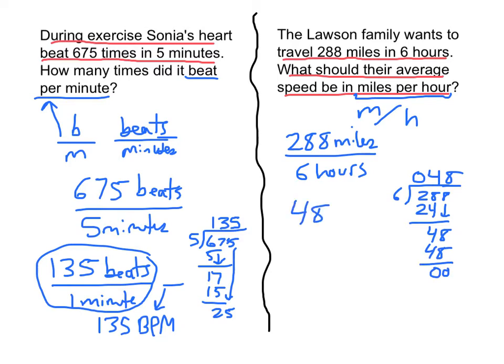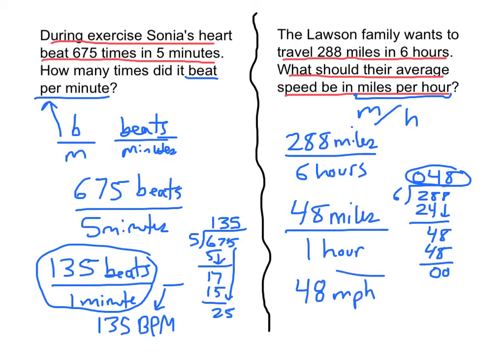And a lot of people have a hard time figuring out where to put that 48. What is 48? Well, it's 48 miles. And the denominator is 1. It's 48 over 1. 48 miles per 1 what? Well, hours was on the bottom, so it's 48 miles per hour. So their average speed to go 288 miles in 6 hours needs to be 48 miles per hour.